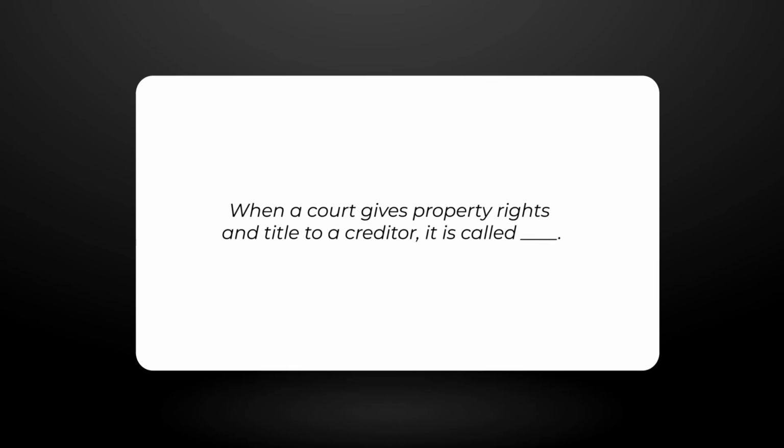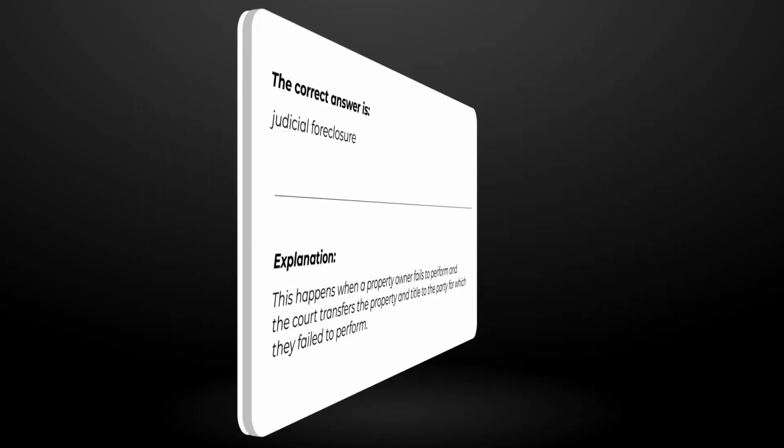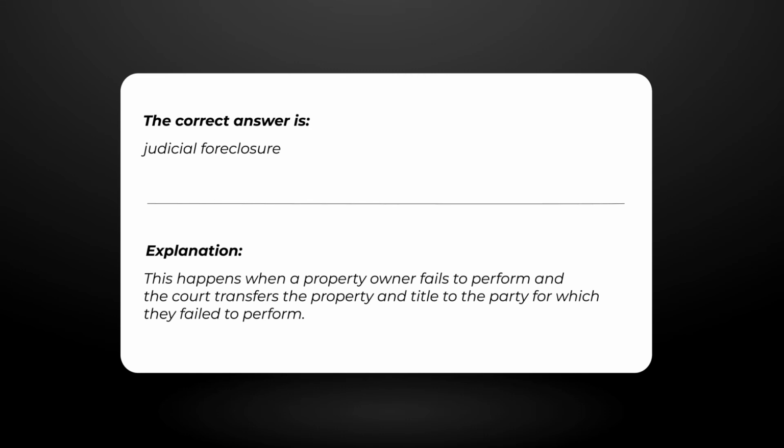When a court gives property rights and title to a creditor, it is called? The correct answer is judicial foreclosure. Explanation. This happens when a property owner fails to perform and the court transfers the property and title to the party for which they failed to perform.